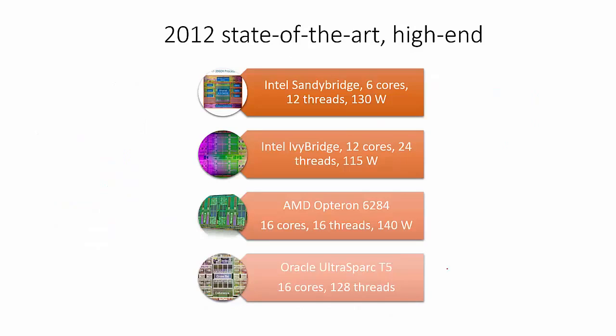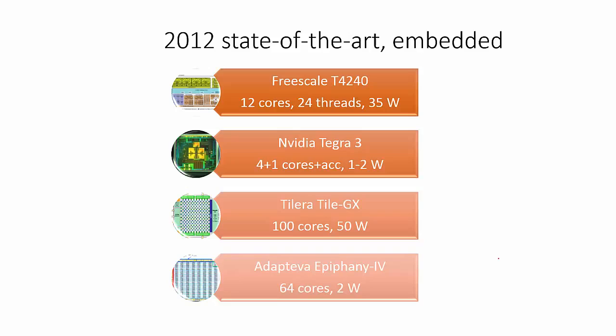In 2012, looking back, the state of the art in high-end processors was, for instance, the Intel Sandy Bridge, 6 cores, 130 watts. We have the Intel Ivy Bridge with 12 cores, 24 threads. So typically the Intel processors are dual hardware threaded. We have the AMD Opteron 6284 with 16 cores. We had the Oracle UltraSPARC T5 with 16 cores, and the SPARC processors really lead the trend with the number of hardware threads. But also on the embedded side, we have a lot of multi-core.